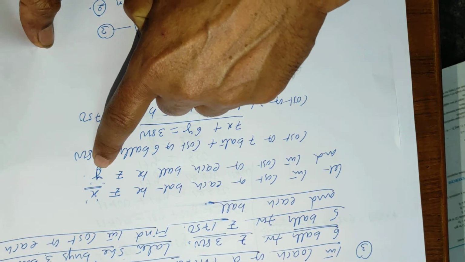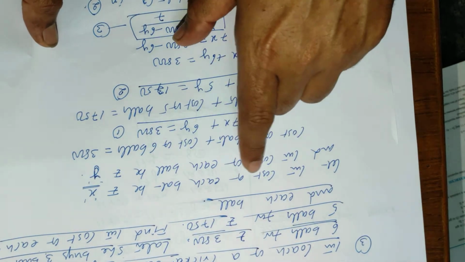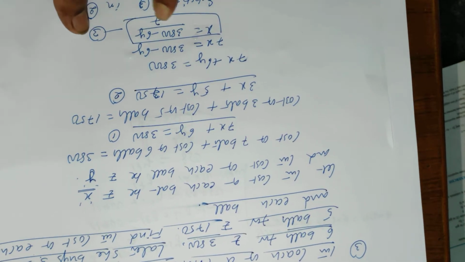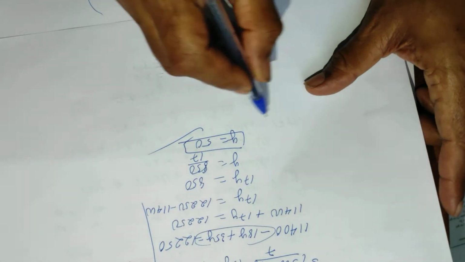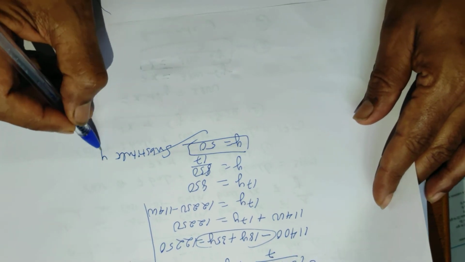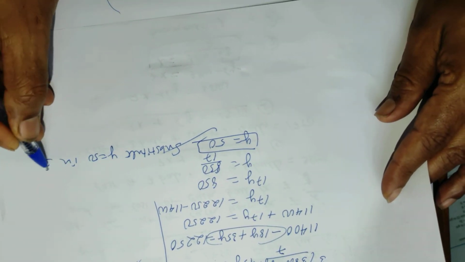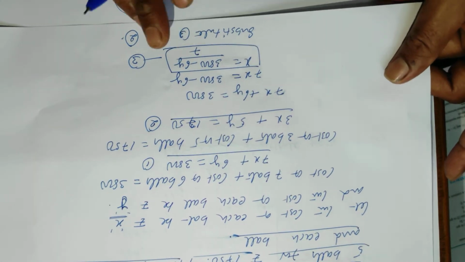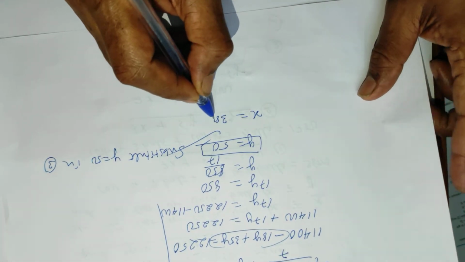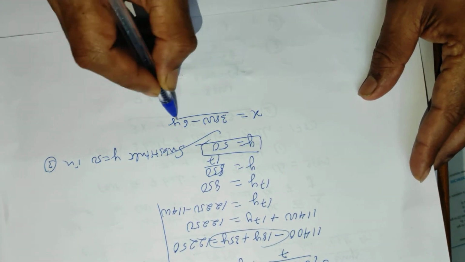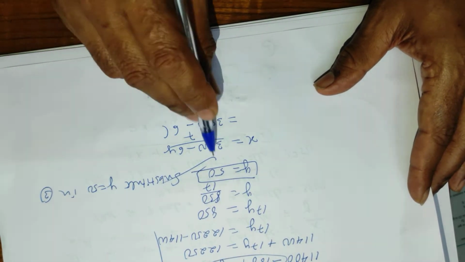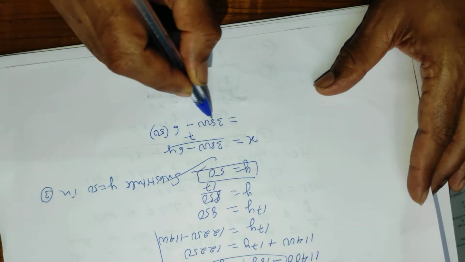What is y? The cost of each ball is rupees 50. Now I have to find out the cost of each bat. So that is x. x is equal to 3,800 minus 6y by 7, from equation 3. Substitute y is equal to 50 in equation 3. That is 3,800 minus 6 times 50 by 7.